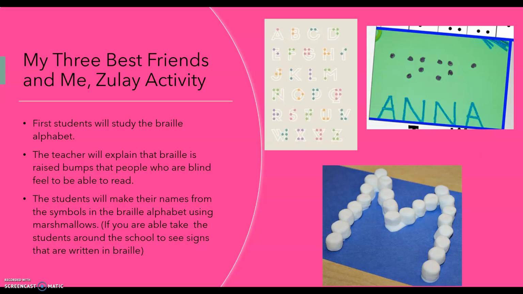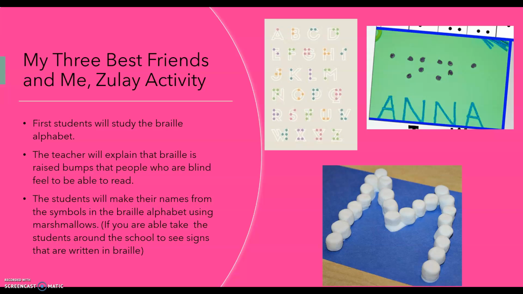My Three Best Friends and Me, Zule activity. So first, the students will study the Braille alphabet. In the story, it does include the Braille alphabet on the back of the book. The teacher will explain what that Braille is: raised bumps that people who are blind can feel and they're able to read it. The students will make their names from the symbols in the Braille alphabet using marshmallows.